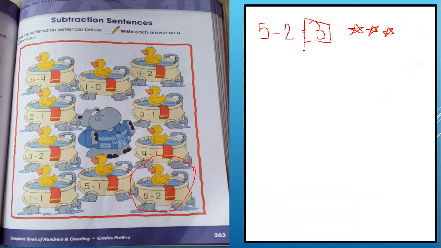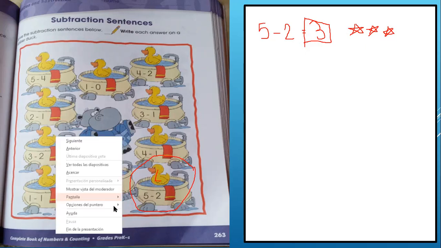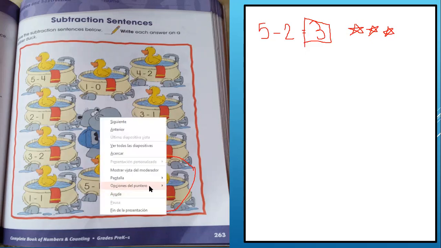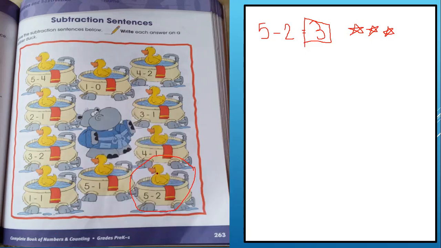Very good. So let's go to the rubber duck to write the number three, please. Like this. Very good. Congratulations for that. Three.